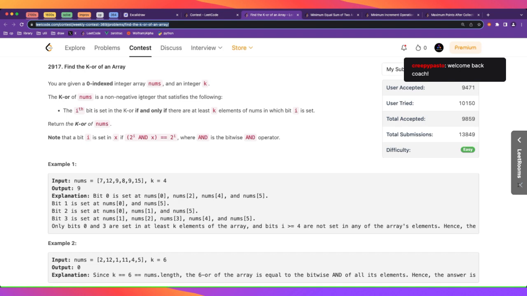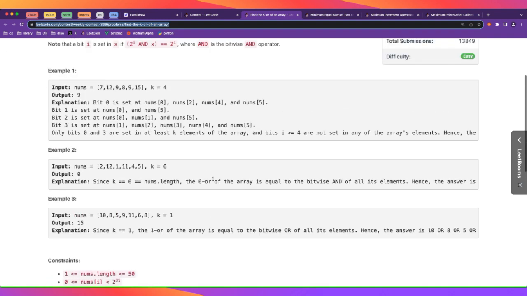The operator k-or of nums is a non-negative integer that satisfies the following. The ith bit is set in the k-or if and only if there are at least k elements of nums in which the bit i is set. And we're asked to return the k-or of nums. And here we get the definition of what it means for bit i to be set. Alright, so we have 3 examples.